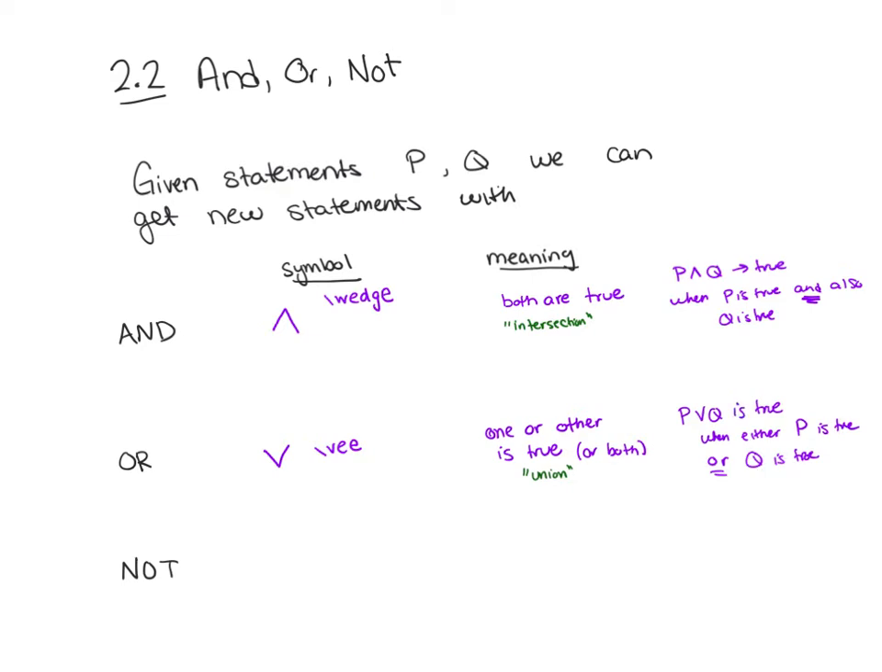Okay, and then not. The symbol that we're going to use in this book is this little tilde symbol. You can get to that by typing \sim. You'll also sometimes see this symbol used for not, and if you want to LaTeX that, that's \neg, N-E-G. Not to be confused with \neq, which is not equal to. Okay, so that means basically the opposite truth value.